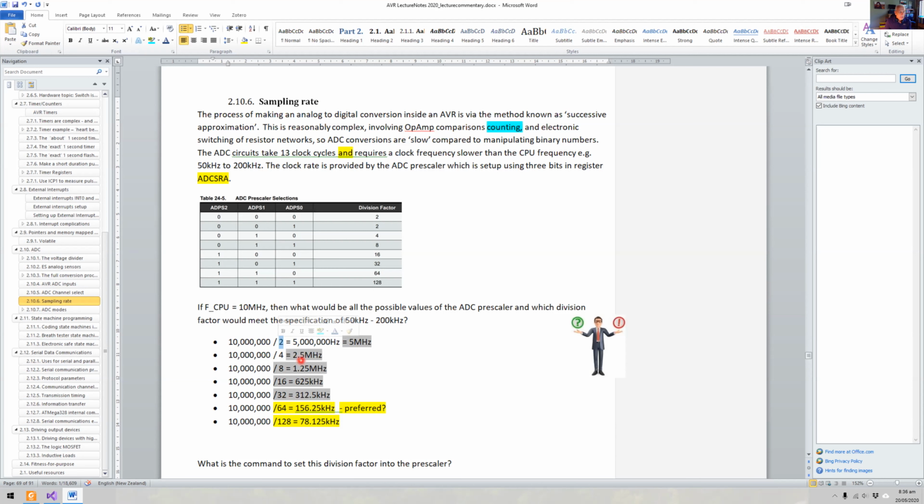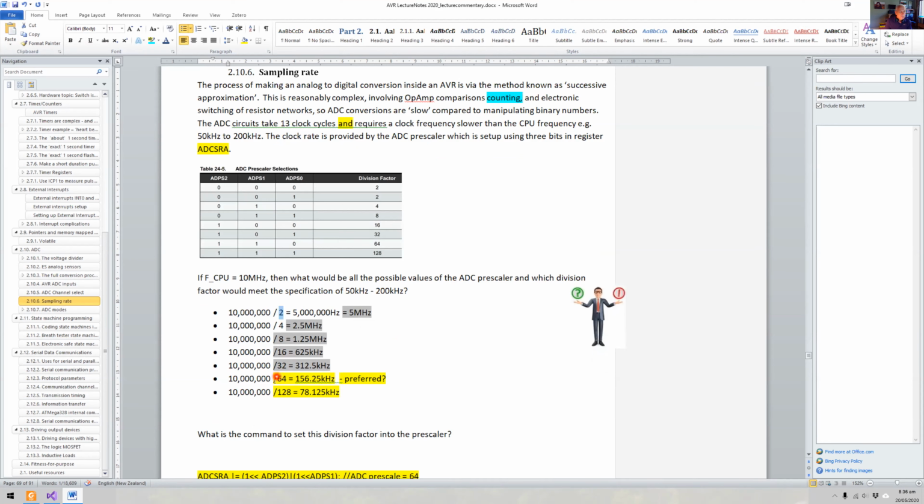Basically, if we've got divide by 4, we get 2.5 megs, divide by 8, we get 1.25 megs, still outside this range, we can't use this. Going down here, finally we get to 64 as a divisor. That means we're at 156 kilohertz, so that's within this range. And then we can get down to 128, which is 78 kilohertz. Well, it's actually within this range as well, so that's fine. We could use both. This one you might prefer, perhaps because it's going to do a faster comparison, but really it makes little difference.